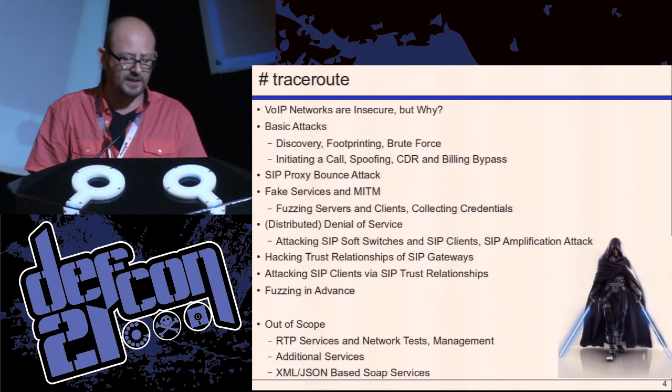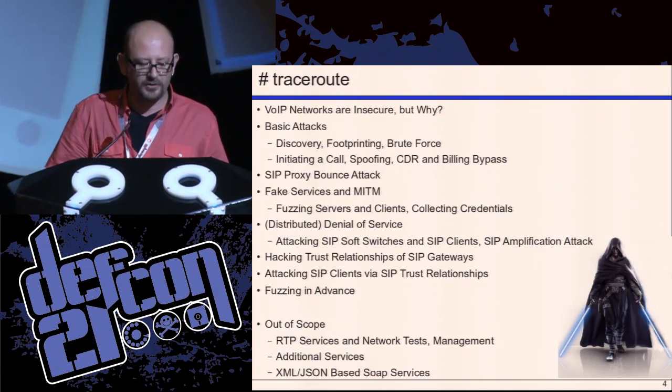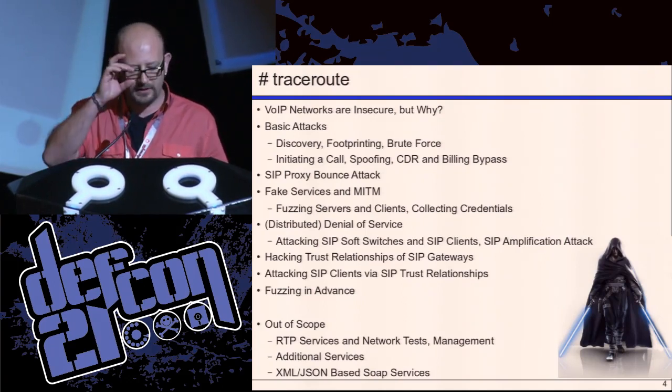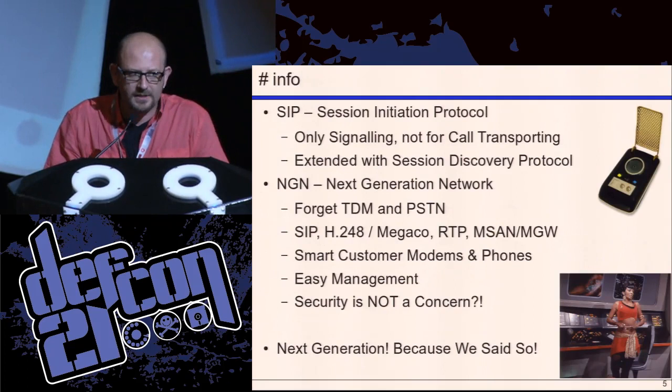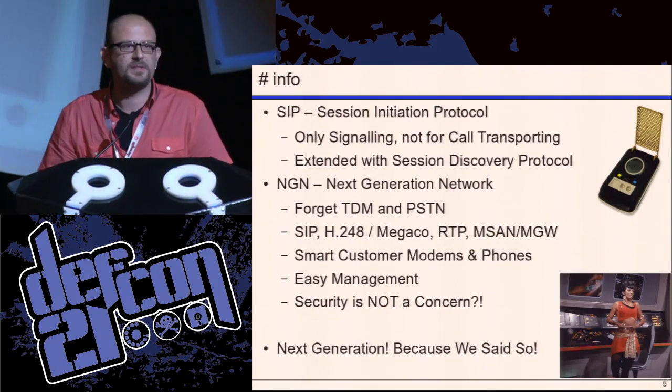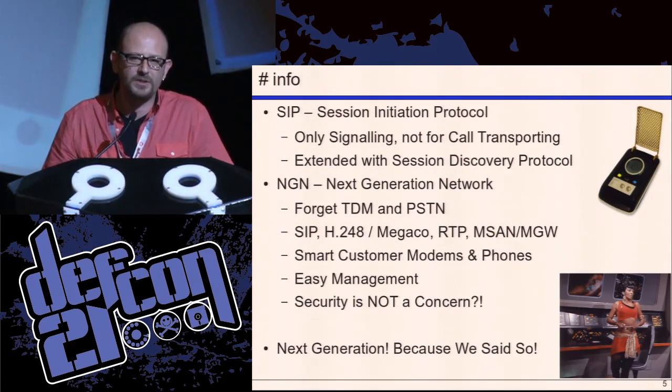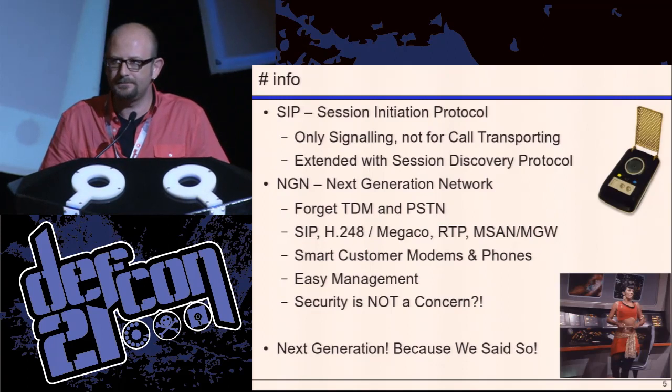Out of scope is actually RTP. I will add RTP features later. Also, additional services are not the subject. Also, XML or JSON-based supporting services are not required for this presentation. SIP is Session Initiation Protocol. It's just a signaling protocol for NGN services or SIP-based telephony services. Next generation network is postmodern TDM devices.